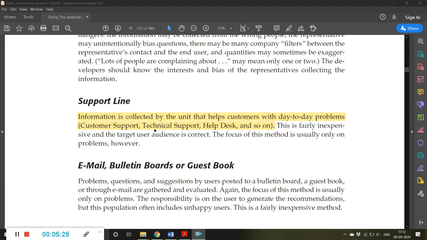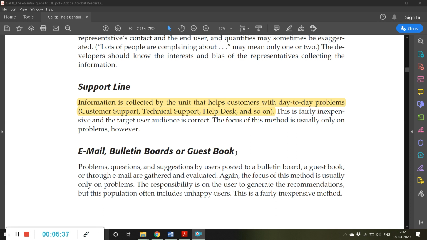Information is collected by the unit that helps customers with day-to-day problems. For example, customer support representatives, technical support, help desk, and so on. If so many customers are asking the same particular question, then you can easily understand that the customers may be facing something pertaining to only that area or only that particular point.